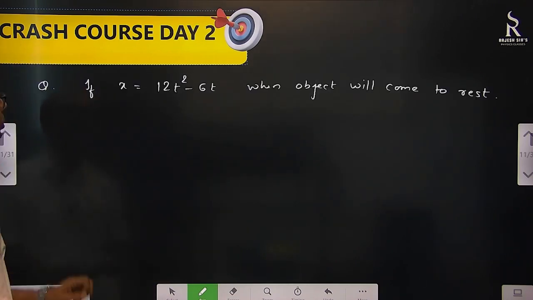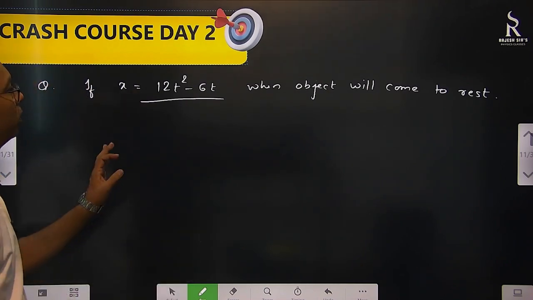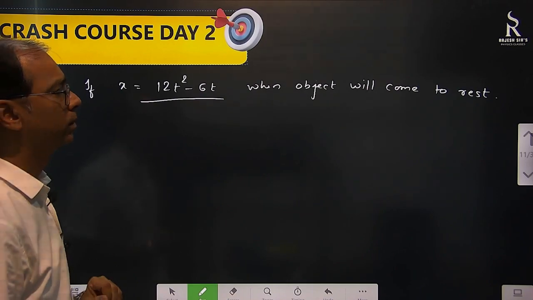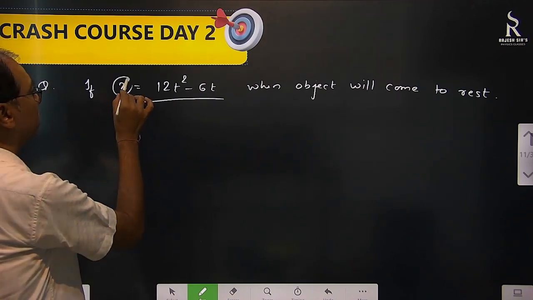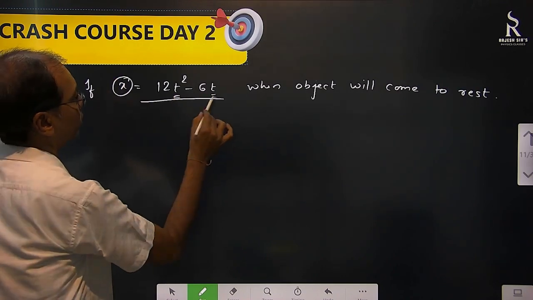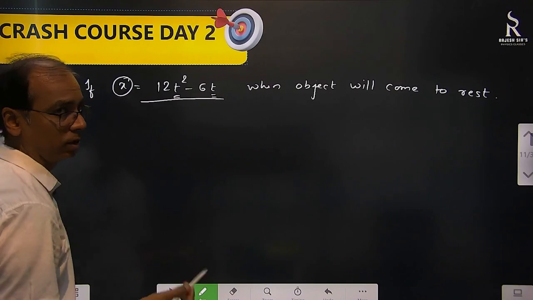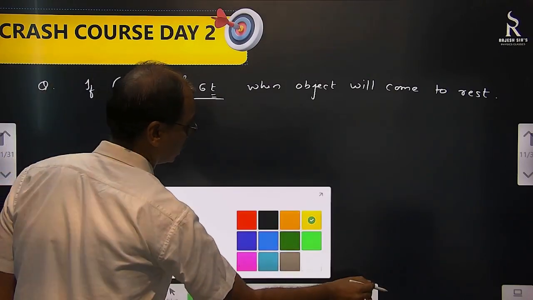Then another question. If x equals 12t square minus 6t, when will the object come to rest? The position of the particle is given as a function of time. He is asking when the object will come to rest. We know that an object will come to rest when velocity becomes 0.